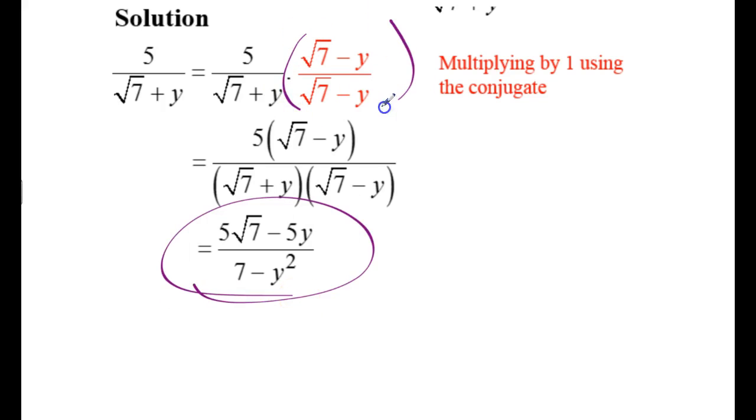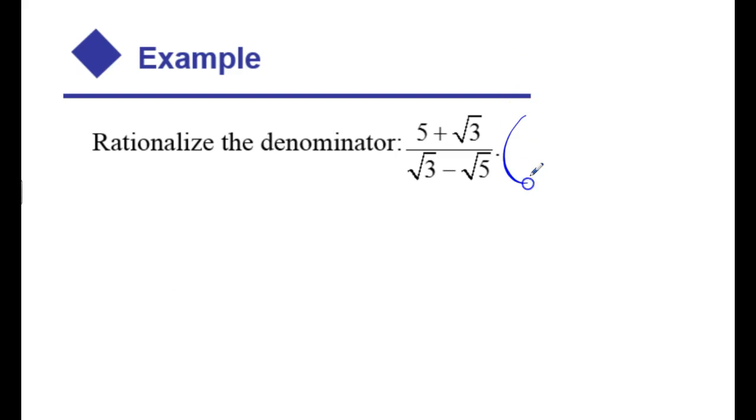And it looks like the author agrees. So the trick here is to multiply by a unique value of 1, and we call that the conjugate when you change that middle sign. This one we're going to multiply by the conjugate, which is the square root of 3 plus the square root of 5. Remember, it's a unique value of 1.